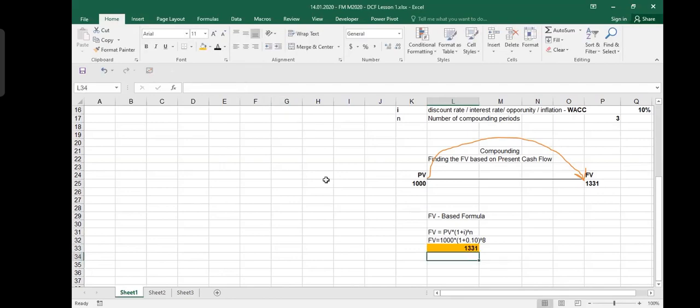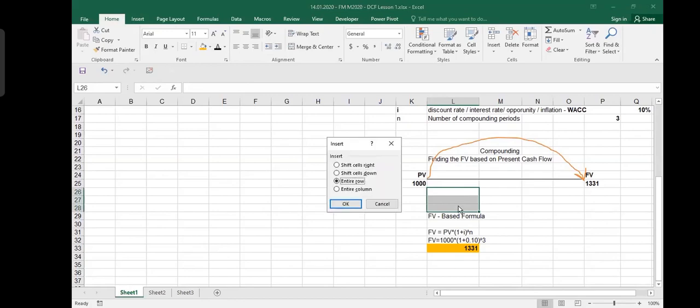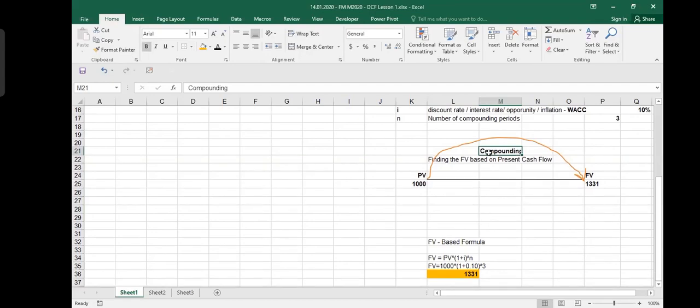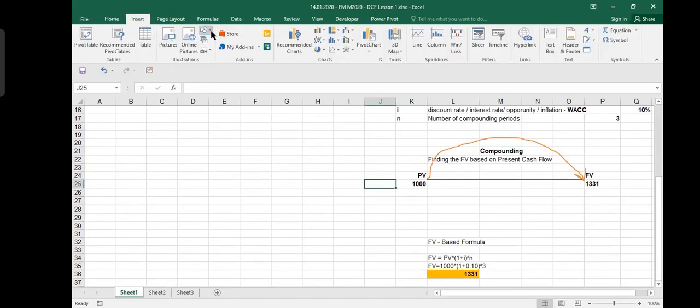Now, this thing is called compounding, and this is our basis here. Now, the thing is that, luckily or unluckily, compounding is what we started with, but this is not something which we need. We don't actually use compounding in business.